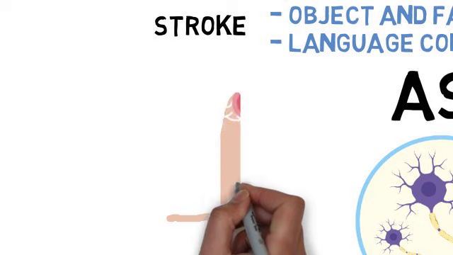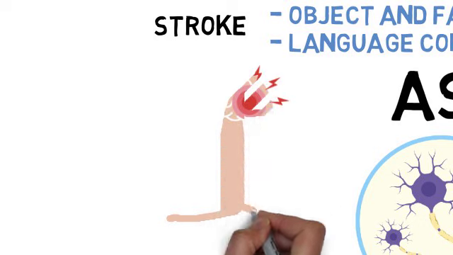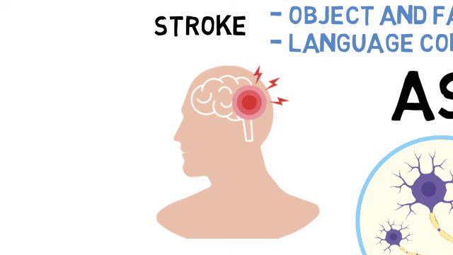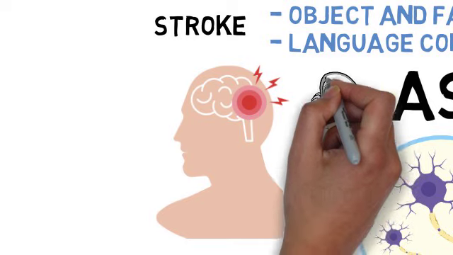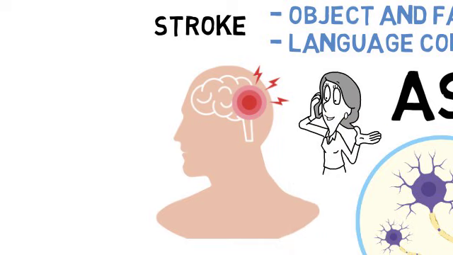A stroke can damage the parietal association cortex, resulting in spatial neglect, where patients may ignore one side of their environment. Strokes affecting the frontal cortex can impair planning, problem-solving, and social behavior.